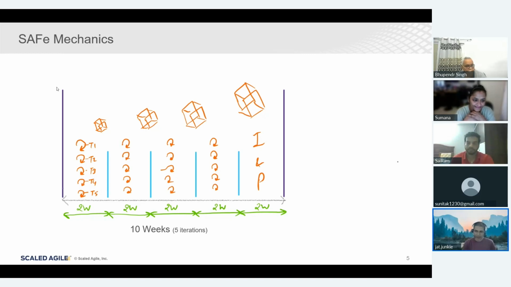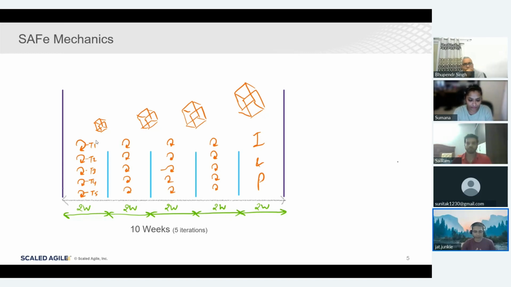In this big room planning, the input given is, okay, we would like to build these top 10 features. And the output is twofold. One is what used to be called the program board. Now it is called the ART board. And the second one is team PI objectives. So for example, if this is team one, this team one will take 20 stories, team PI objectives from the 2 days of PI planning, once that PI planning ends.